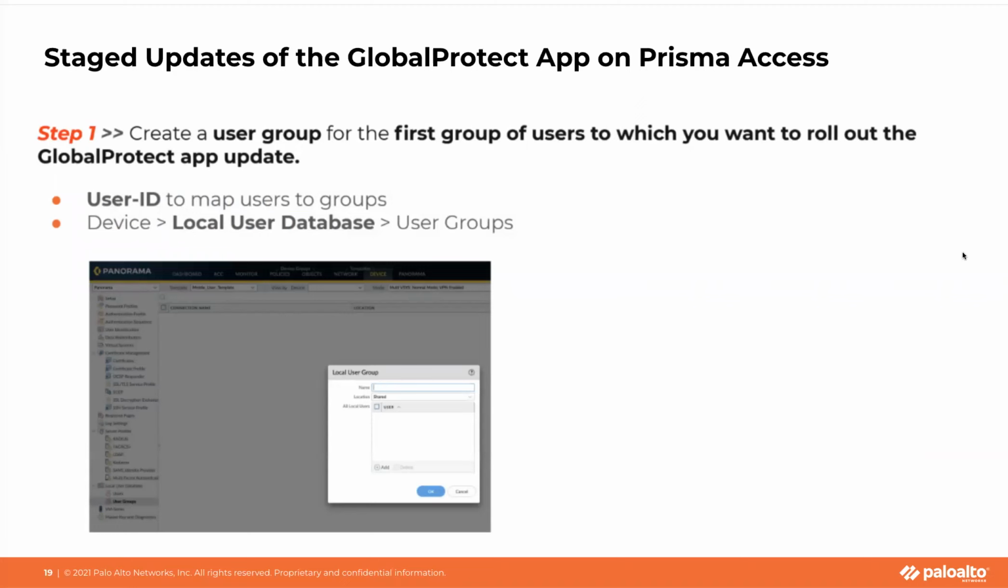So in order to do that, there's a particular flow. Make sure that first of all, you have a particular set of user groups or users. If you have not created a user group to which you want to first roll out this new app version, first create a user group for the first group, and make sure that the user ID is mapped to the user group. You can log into your Panorama again, go to device local users, and you can find all the user group information there.